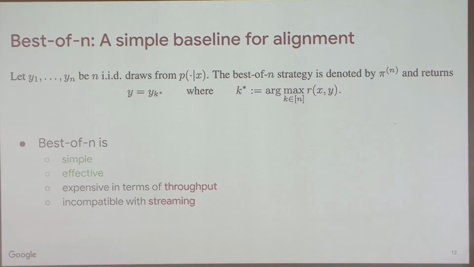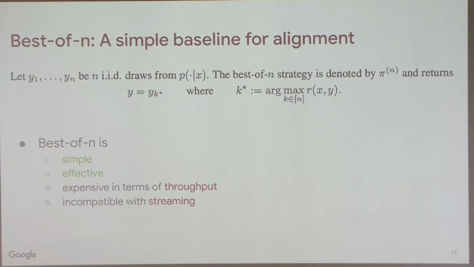Now, this is extremely simple. There's no training happening, except training the reward model. But from an alignment perspective, it's as simple as it gets. I'm going to try to convince you today that it's extremely effective. But it's just extremely expensive in terms of throughput. You can't really serve it to the user.